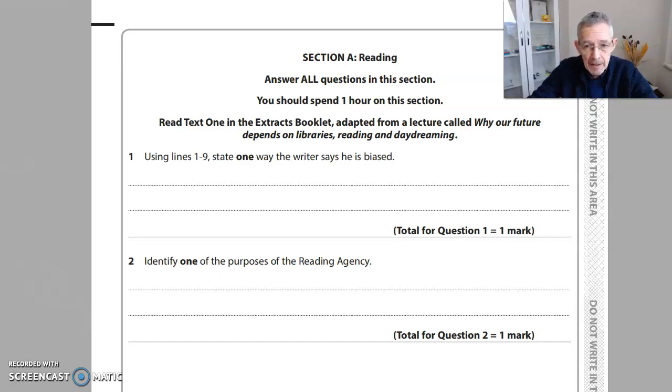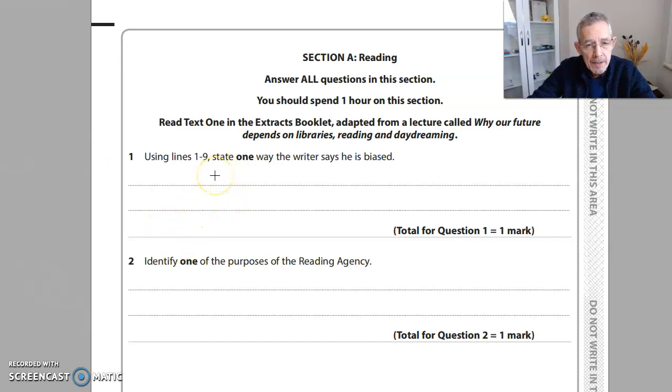Where does he say he is biased? In question 2, identify. This does not again mean that we need long sentences. Just identify, make a note of, write one word, one phrase. Identify one of the purposes of the reading agency. 1, not 2, not 3, one of the purposes of the reading agency. Okay, fine, let's have a look at our text then and answer question 1.